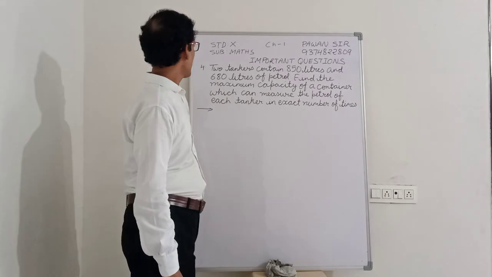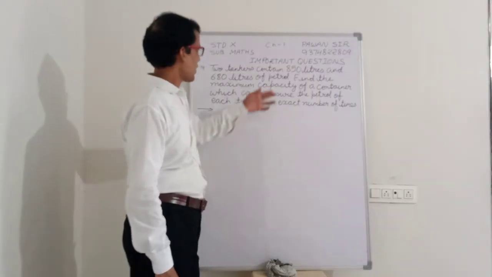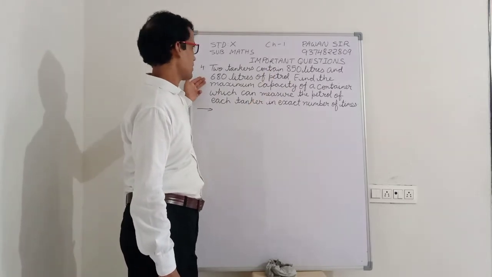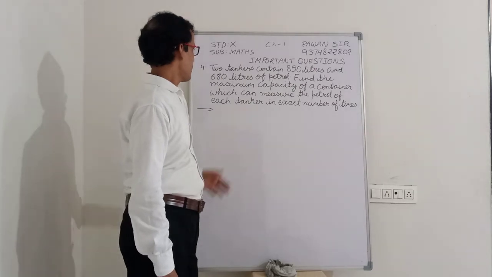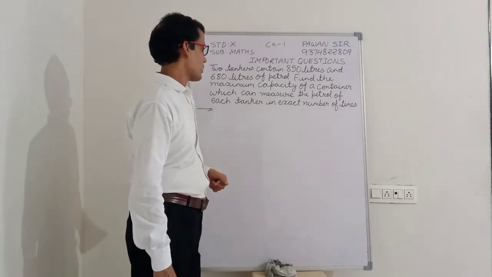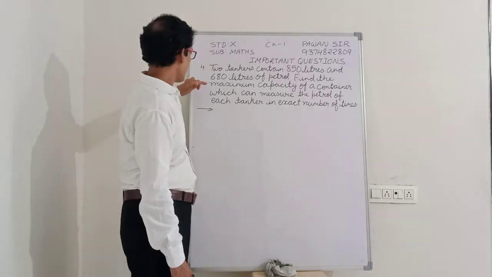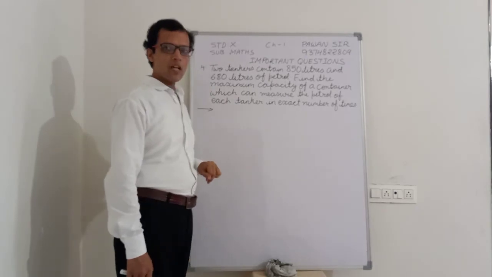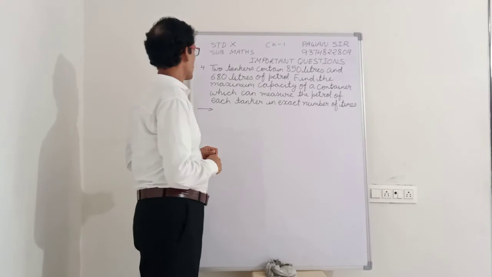Dear students, our fourth important question. There are two tankers. The capacity of one tanker is 850 liters and of the second one is 680 liters. We have to find the maximum capacity of a container which can measure the petrol of each tanker in an exact number of times. Here you can see it is written maximum. So whenever such a type of word is there, we have to find the highest common factor.